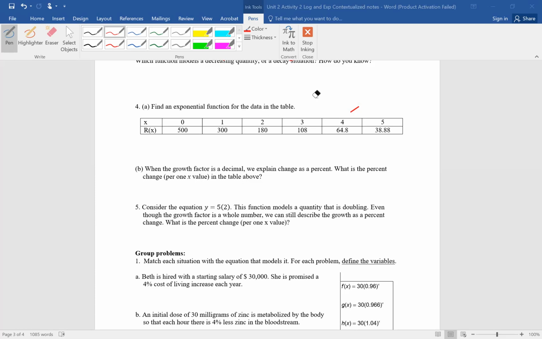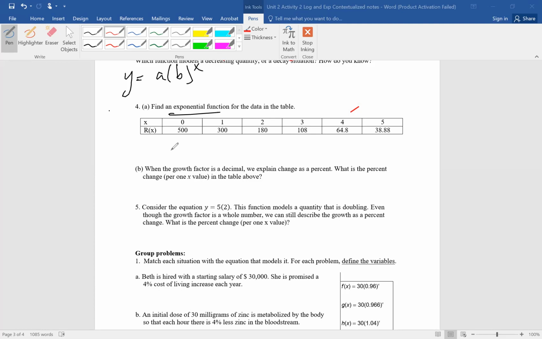Okay, so if you're back, let's go ahead and take a peek at this one. So they're asking you to find an exponential function for the data in the table. And the main reason I was trying to get you to do it before me is just to see what you come up with. Remember, they're telling us we want an exponential function. That just means this: initial value, growth or decay factor to some power.